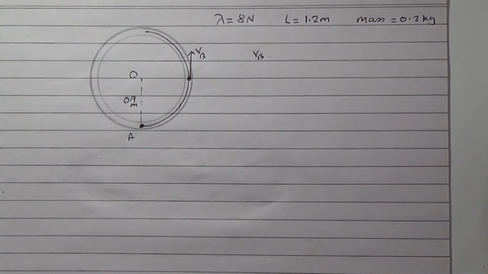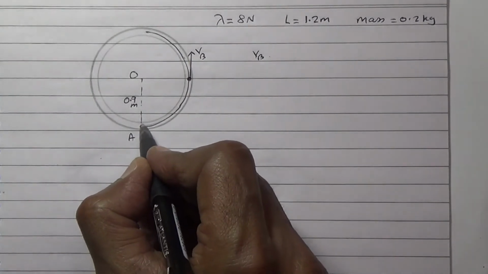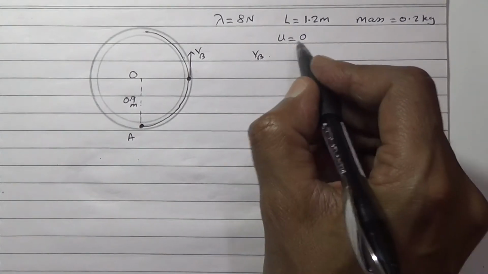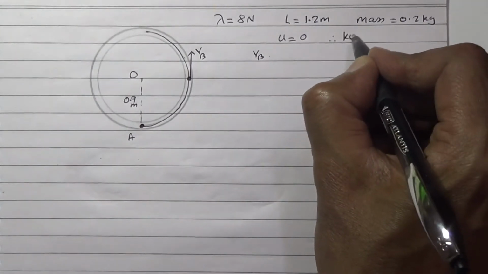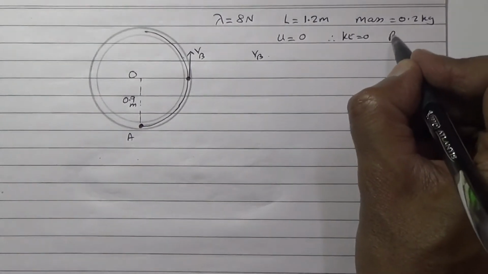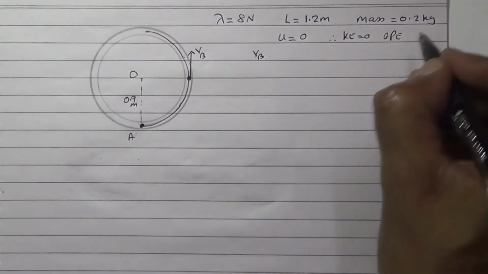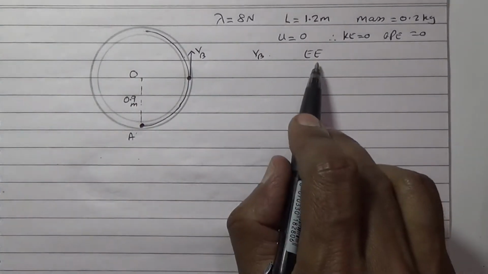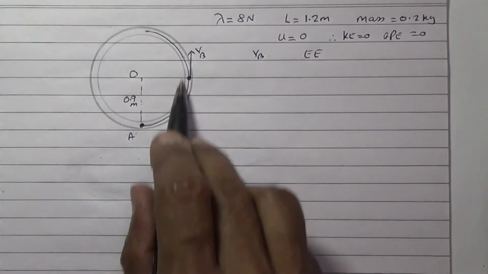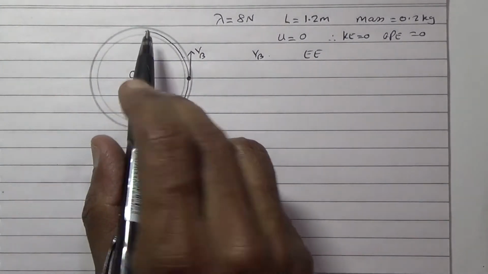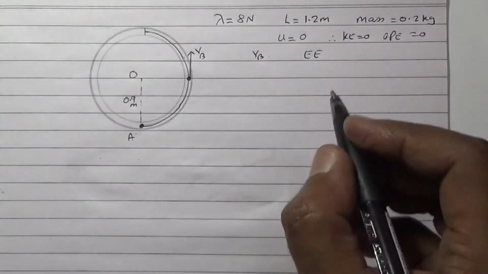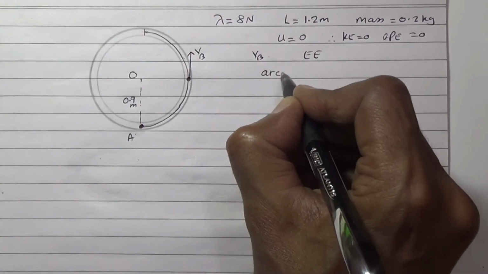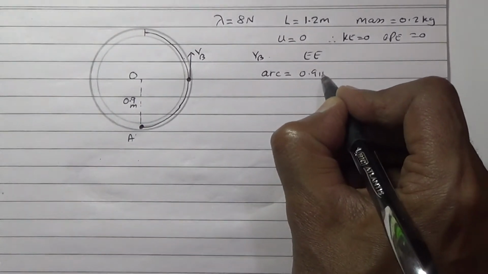First of all, by using the energy method, I need to find out what's the energy here. We are told that U is equal to 0, the initial speed is 0, therefore I've got kinetic energy as 0. And potential energy at the bottom, we're going to take it as 0 as well. So what we have is only elastic energy. Now, to be able to find the elastic energy, I need to know the extended length of this elastic, because it is attached here. The extended length is basically, let's say the arc is equal to 0.9 pi.